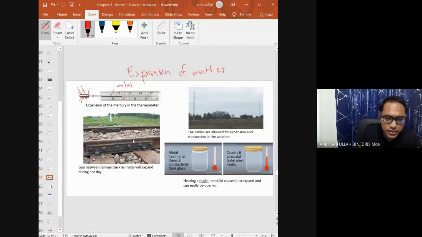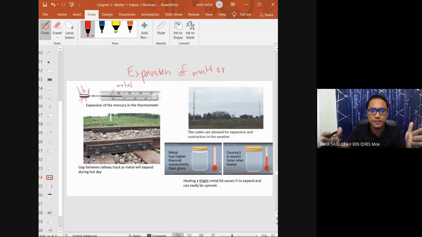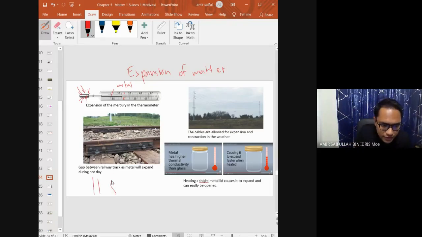Okay, another one, you can see the track of the railway. The railway track will expand during hot times. When they expand, they will bend, because they cannot expand freely. So that's why gaps are given. When they build this, they will give a small gap. These small gaps allow the metal to expand during hot days. So when they expand, they do not bend. If there is no space, it will bend.